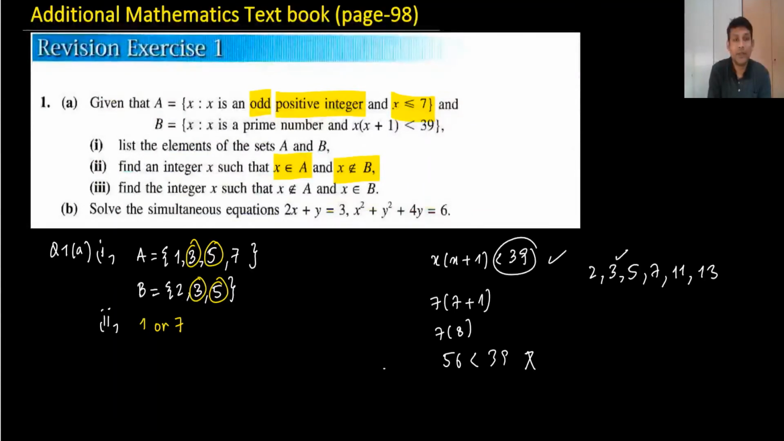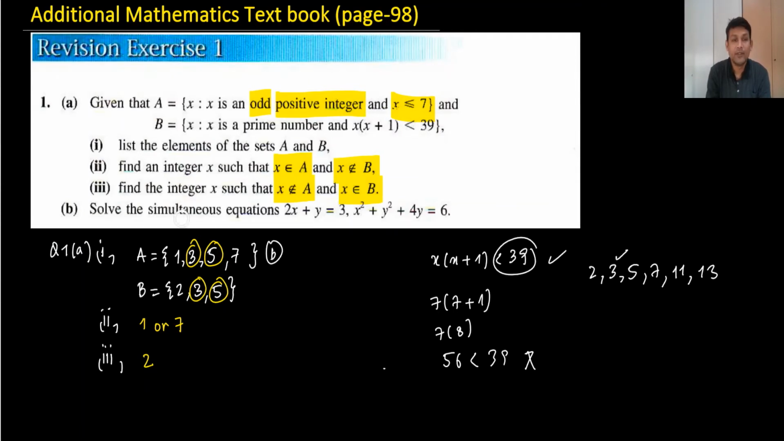The third part is: find the integer, once again not in decimal, such that x is not a member of A. Not a member means x is not in A but is in B. So check it out. 3 and 5 we do not need to use. So we can write only 2, because 2 is in B but not in A. And I think we have done the A part. Now moving to part B.